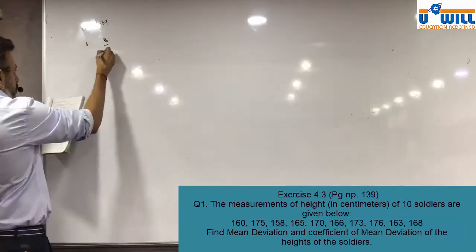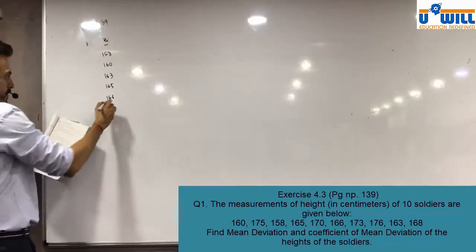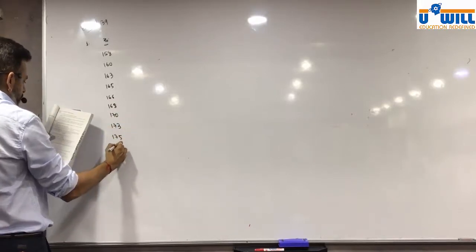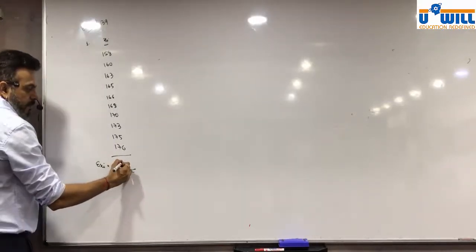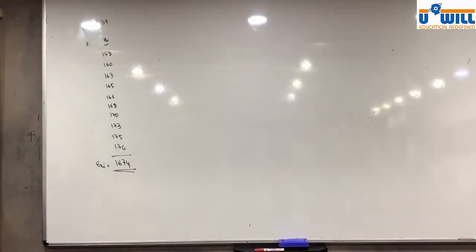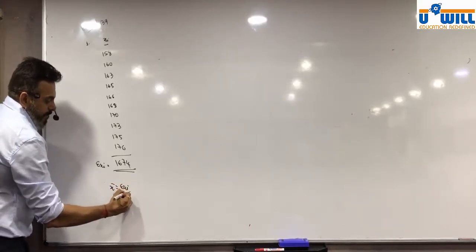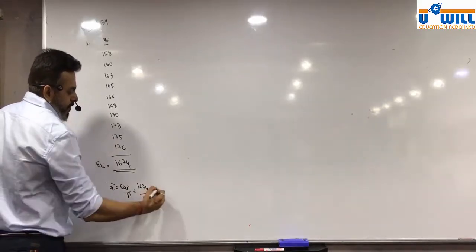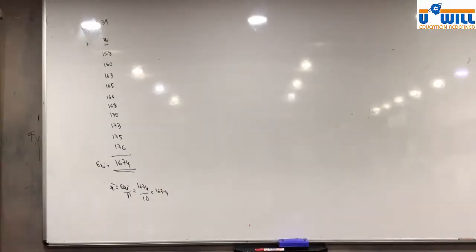Right vertical 158, 160, 163, 168, 170, 173, 175, 176. Do the total, sigma xi, 1674. First we have to find the mean. X bar is equal to sigma xi upon n. 1674 upon n is 10, which is equal to 167.4. Please check the total.